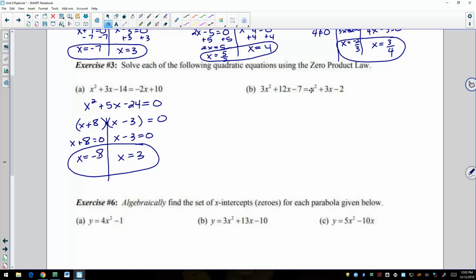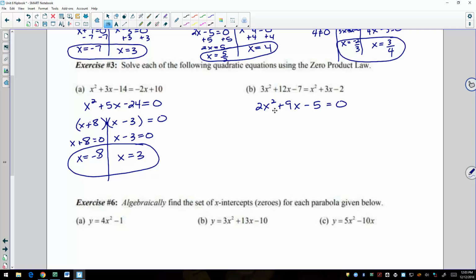All right, letter B. So we have to bring everything on one side over to the other, and I want to keep the x squared positive, so I'm going to move the right side over to the left. So if I subtract the x squared over, that's 2x squared. If I subtract the 3x over, that's 9x. And if I add the 2 over, that's -5 equals 0. Don't forget to write the equals 0.